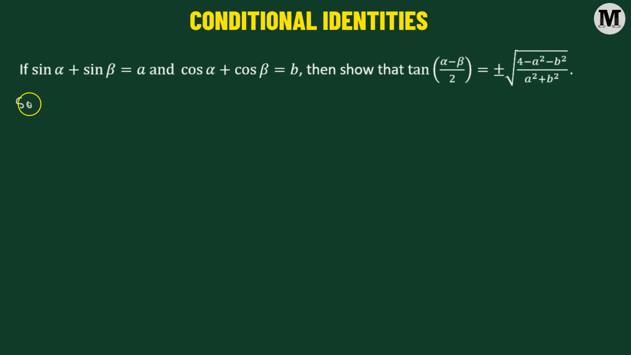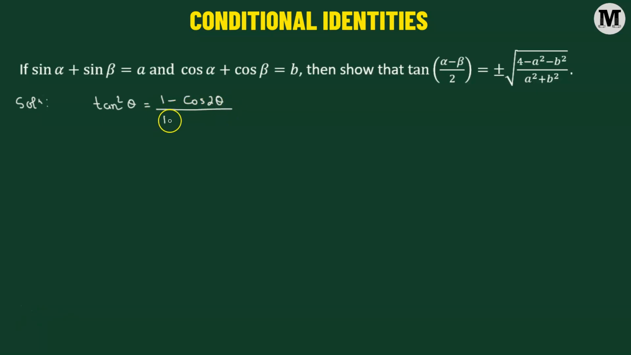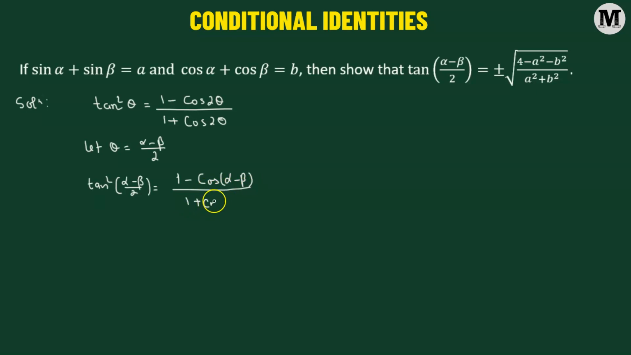Let us begin. What we're going to do here is use a formula to solve this problem. We know that tangent squared theta is given by 1 minus cosine of 2 theta divided by 1 plus cosine of 2 theta. In our case, if we suppose that theta is (alpha minus beta) over 2, then tangent squared of (alpha minus beta) over 2 will be equal to 1 minus cosine of (alpha minus beta) divided by 1 plus cosine of (alpha minus beta).